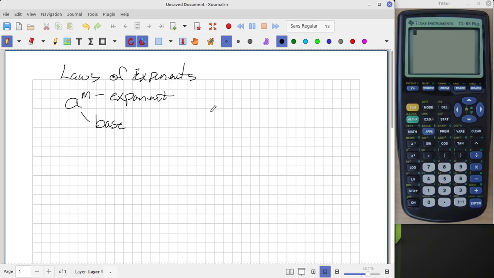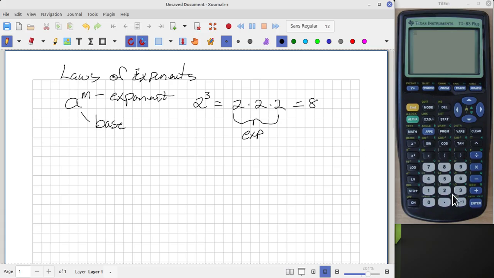Let's use a numerical situation. If I have 2 to the third power, what does that mean? That means I'm taking 2 times 2 times 2. I do this 3 times here. So this is what the exponent means. 2 times 2 is 4, times 2 is 8. So 2 to the third power is equal to 8.